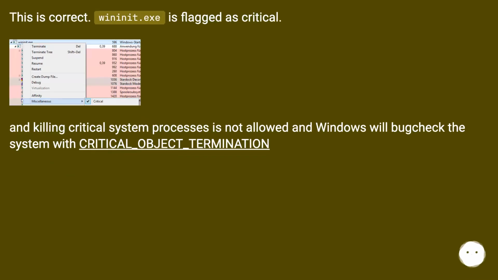This is correct. Wininit.Exe is flagged as critical, and killing critical system processes is not allowed. Windows will bug check the system with CRITICAL_OBJECT_TERMINATION.